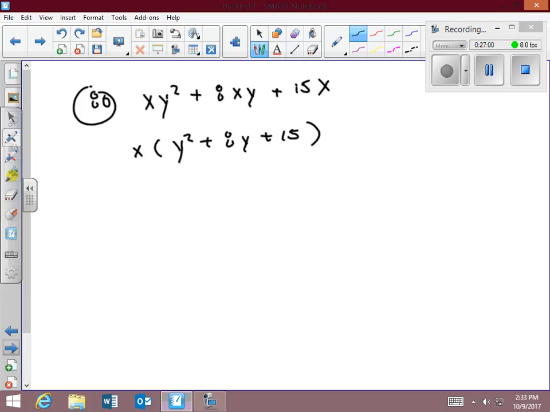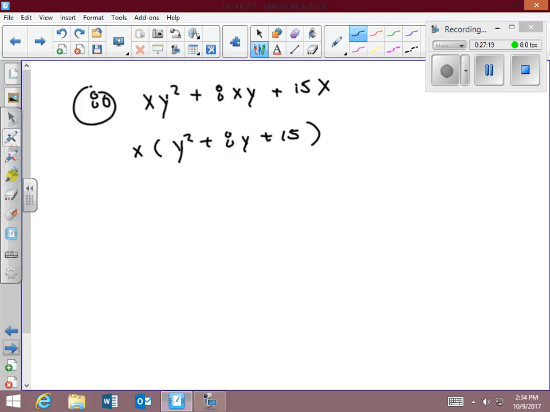Now then, that y squared plus 8y plus 15 is a trinomial that's not a special case. So if it factors, it's going to factor by a product of binomials.